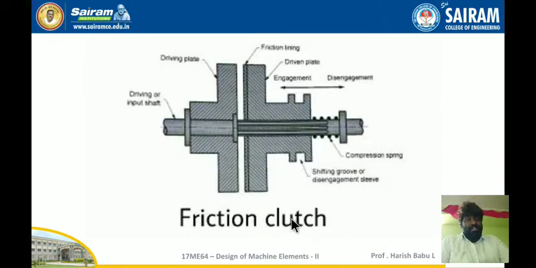The frictional clutches may be either a single plate or a multi plate, and there is a cone type also.